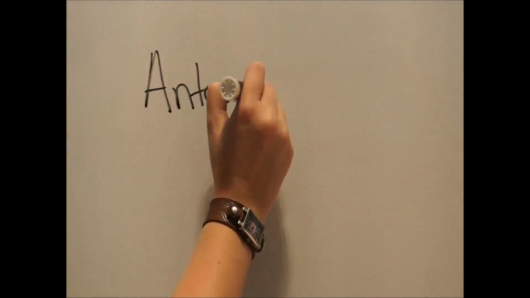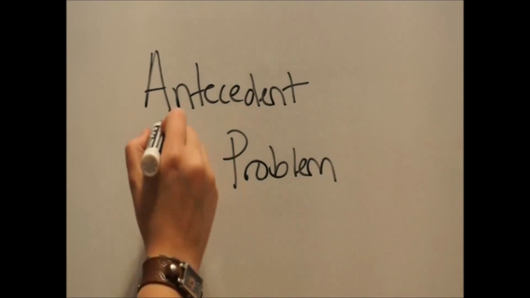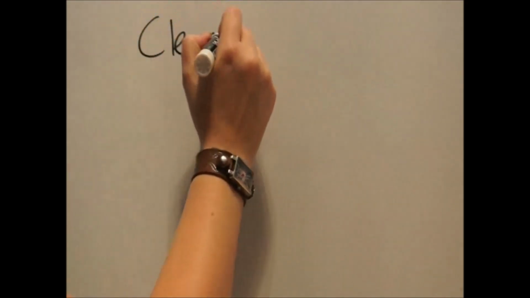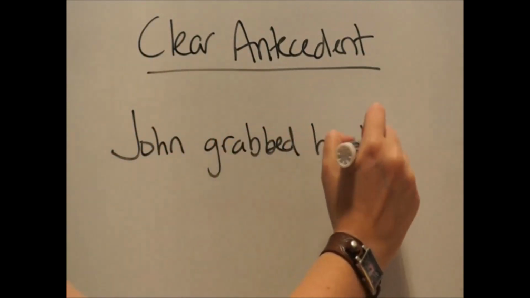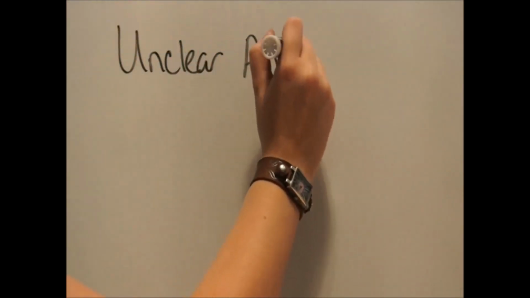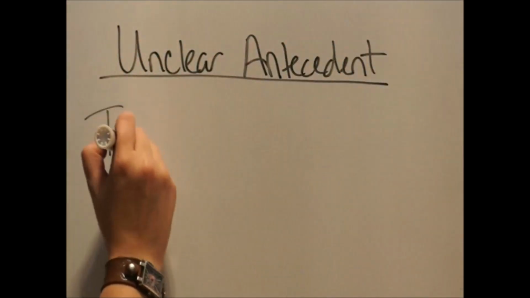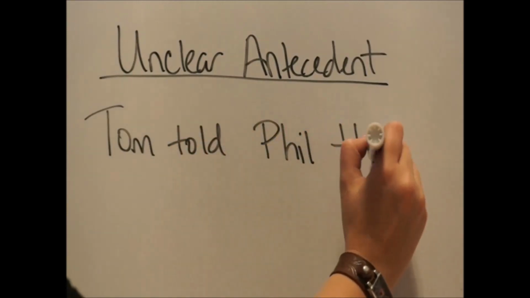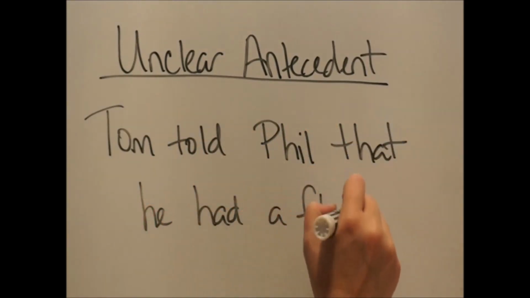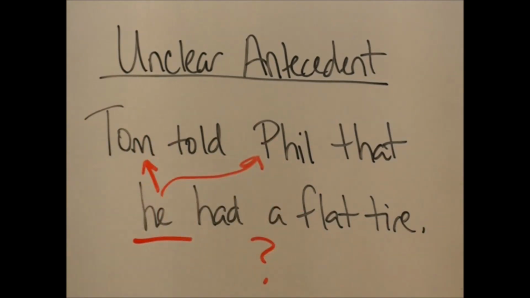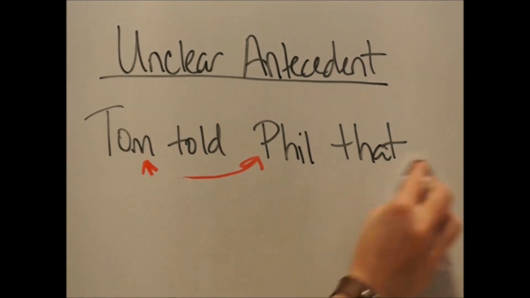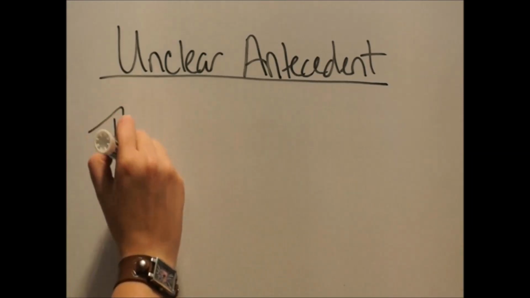Now moving on, you have something that is known as an antecedent. So pronouns refer to whatever comes before them. Now here's an example of a clear antecedent. If you have John grabbed his hat, the his refers to John. That's a clear antecedent. John is clearly what the his is talking about. Now let's look at an unclear antecedent. If you say, Tom told Phil that he had a flat tire, I take a look at that he and I don't know who it refers to. Does Tom have a flat tire or does Phil have a flat tire? So I need to be more specific. Tom told Phil that Tom had the flat tire.